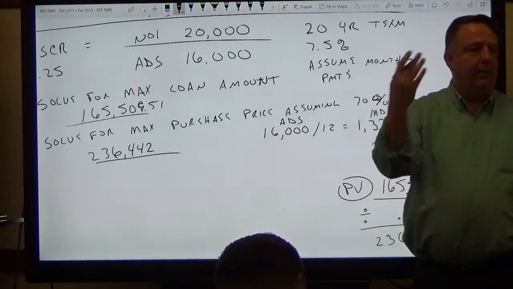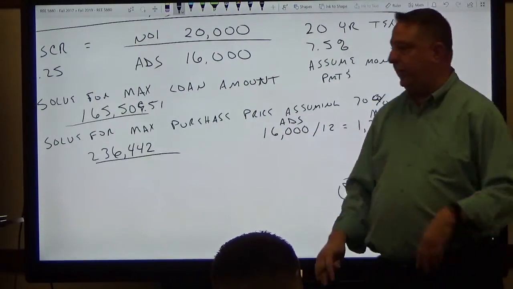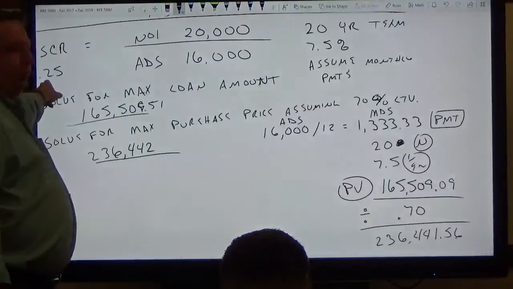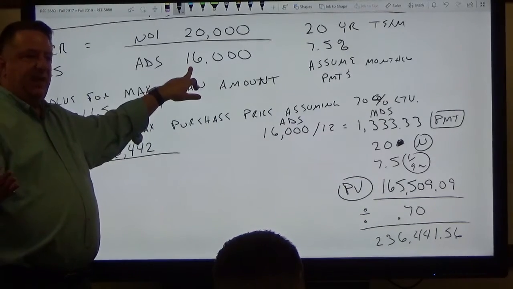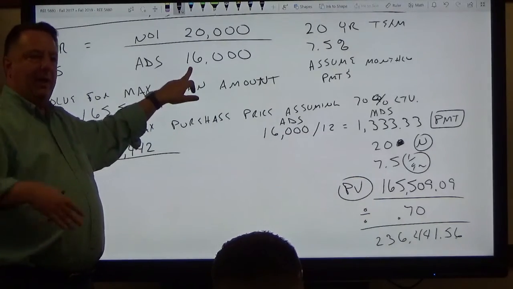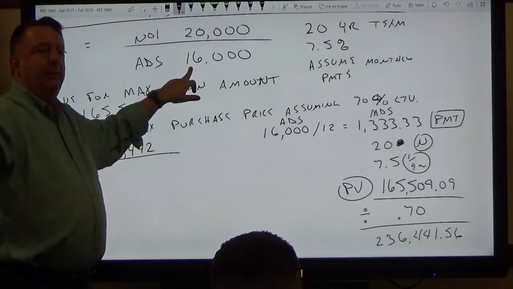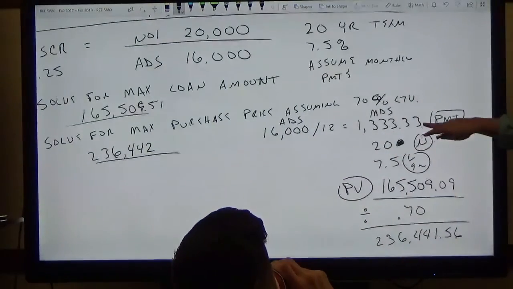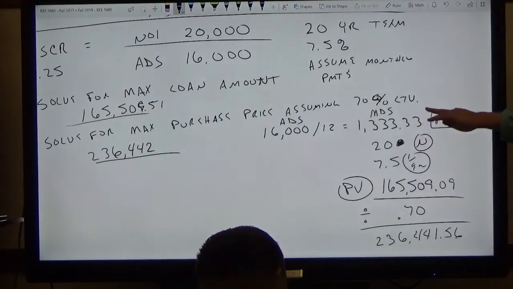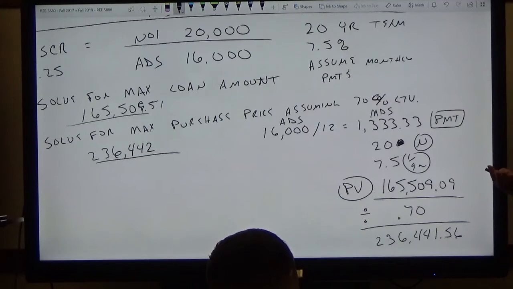You go to a lender, and the lender says, hey, I'll make you a loan based on a 1.25 debt service coverage ratio. That means the lender says, okay, $16,000 a year is what I will allow you to put toward your mortgage payments. So we need to figure out what that is on a monthly basis. That's $1,300 a month. The lender says to you, I'm willing to make you a loan for 20 years at 7.5%. That means the lender is basically saying, I'm willing to loan you $165,000.